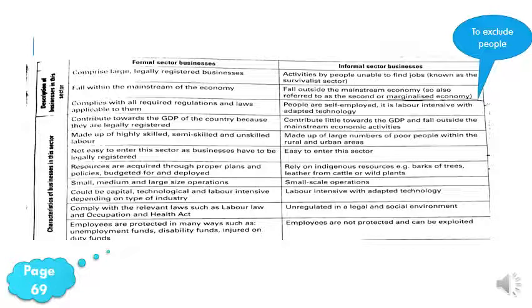Now, if we look at the description of the informal sector, activities by people unable to find jobs, known as the survivalist sector, which means if a person could not find a job, they start selling handmade things they make at home or fruits and vegetables, etc. They fall outside the mainstream economy, so they are also referred to as the second or marginalized economy. Now, marginalized means to exclude people.